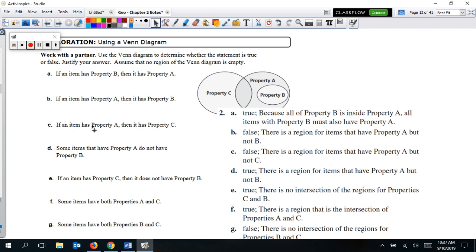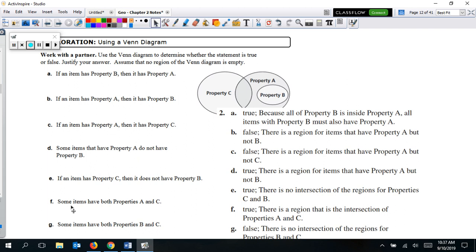C says if an item has property A, then it has property C. Well, that's false because you could be over here on this side where you're not in property C's circle at all. So that's false as well. You can be in property A, but not in C. D says some items that have property A do not have property B. And that would be true. Yes, those items that are outside of property B, but still in A here. So some items outside here are not in B. So that was true for E.